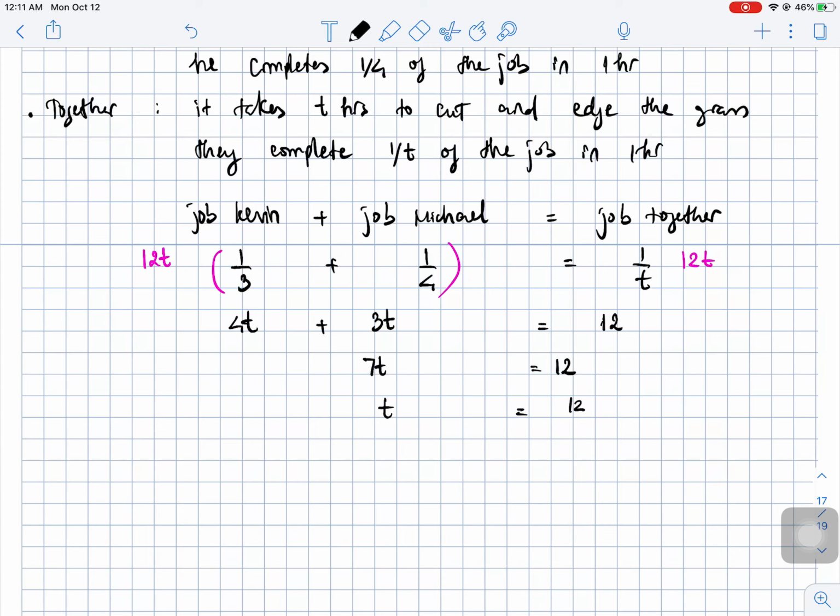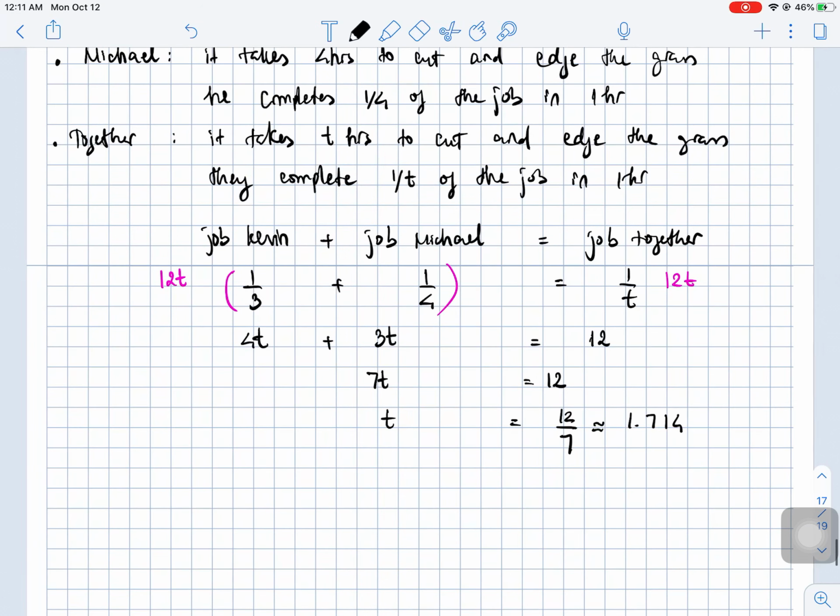Then we distribute the 12t. We get 4t plus 3t equals 12. Then 7t equals 12, so t equals 12 divided by 7. We use the calculator, divide, and get approximately 1.714. Do you remember what we call t? T is the hours.